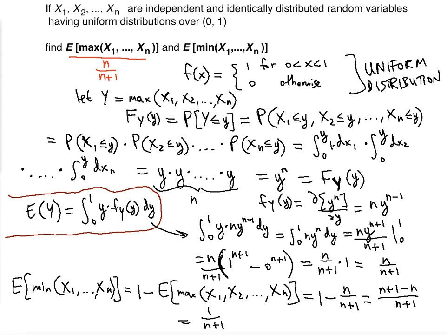So we've found two values: the max, and the second value, the min, which is 1 over n plus 1.